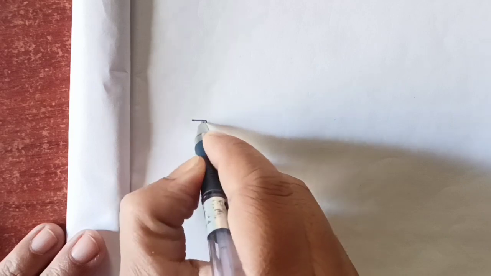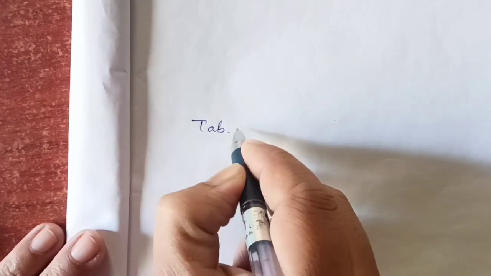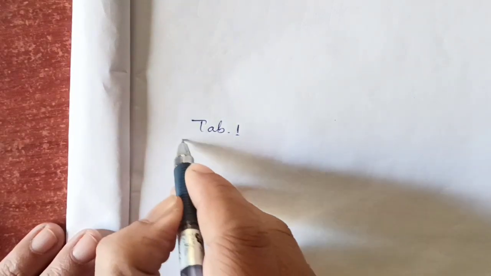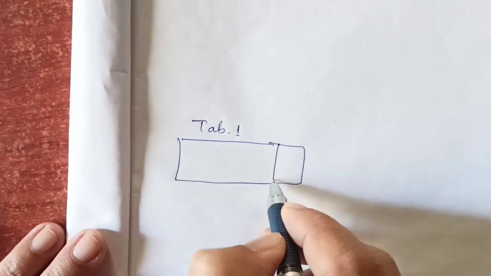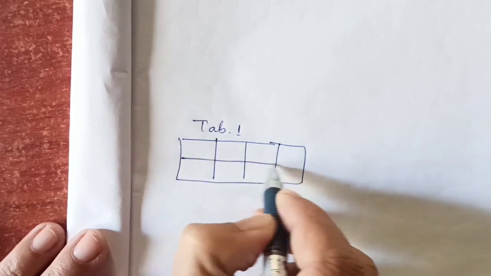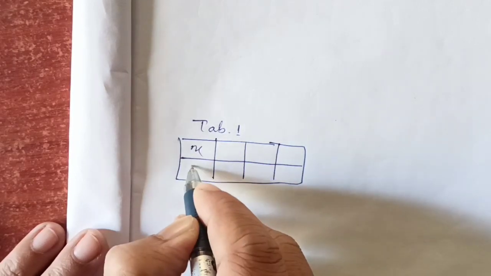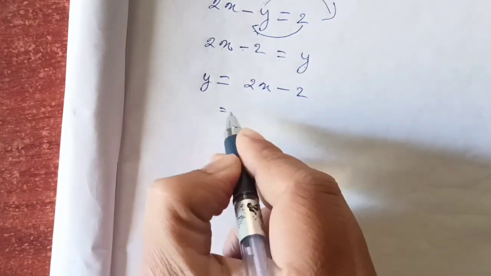Now let us, here downside, write the tabulation value. So table 1, x, y. Okay, now let us start.